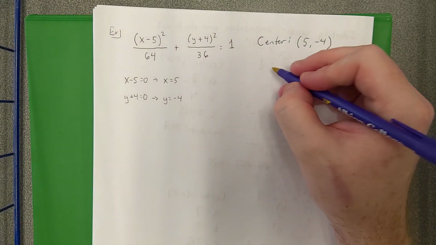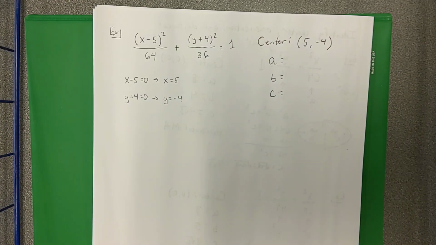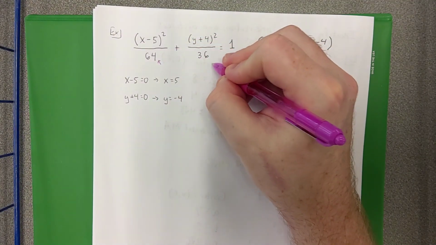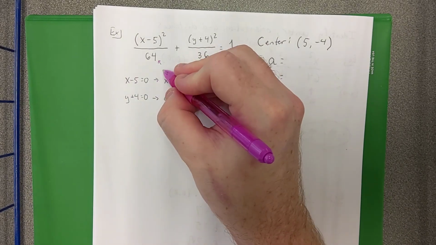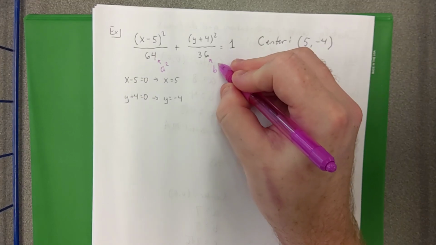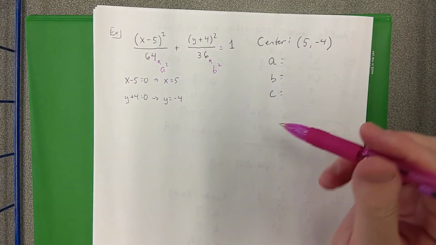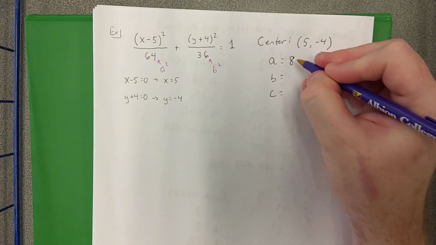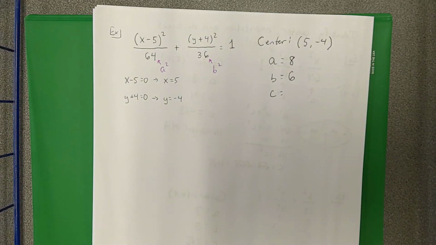Our distances we can get from our denominators. The larger denominator represents a squared, and the smaller denominator represents b squared. In this case, the larger denominator is 64. That'll be a squared. The smaller denominator is 36. That'll be b squared. Taking the appropriate square roots of each of these quantities, we will get that the distance a is 8. The distance b is 6. C we'll figure out in just a moment.